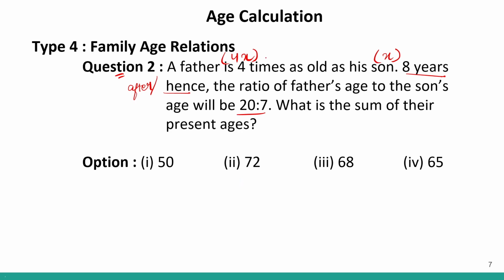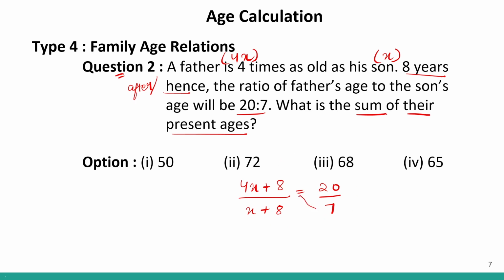So 8 years after, if this is the present age, right? So 8 years after means (4x plus 8) upon (x plus 8). The ratio of their ages will be 20/7. Correct? We have to find the sum of their present ages. So the present ages are 4x and x. So I have to solve this equation.